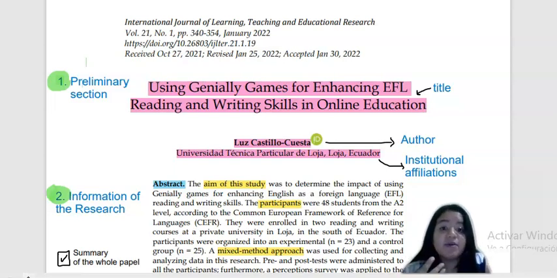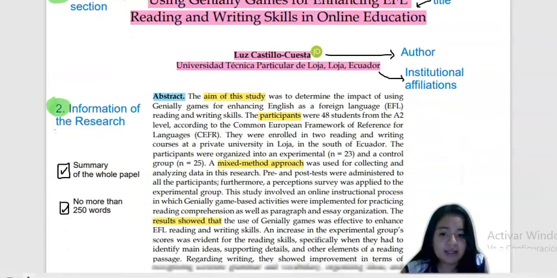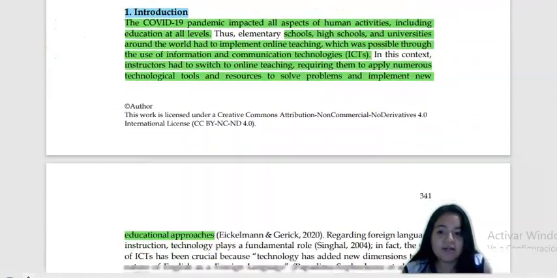As I said, it is a summary of the whole article and also contains no more than 250 words. That was also mentioned in the guide. And the next part is about the introduction.